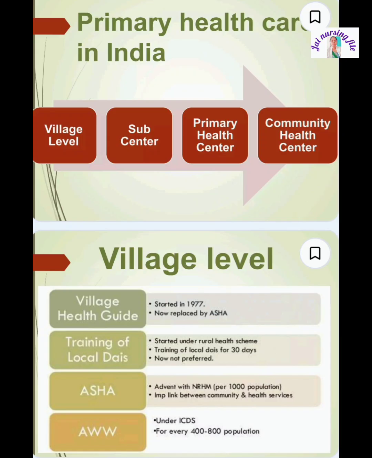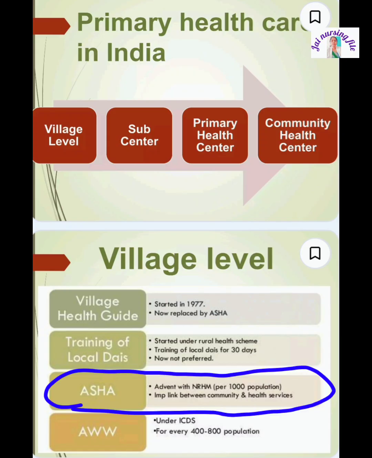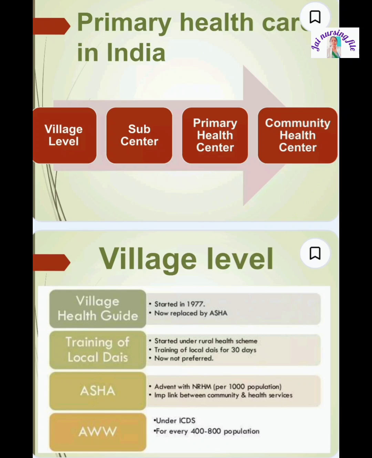And next move on to the ASHA. So admit under the NRHM for every 1,000 population. And then you have the important link between the community and then health services. And next one, AWW. So this is under ICDS, and this is appointed for every 400 to 800 population. So this is about the village level.